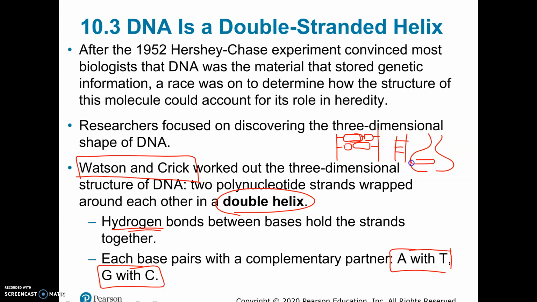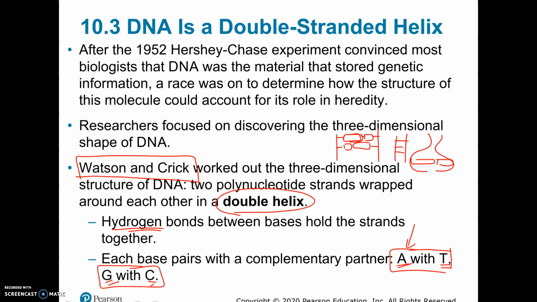Like if you have two double-ringed bases connecting, that's going to make it bulge out. This was also based on another guy's work, Chargaff. He actually did some experiments and figured out that the percentage of A and T were equal, and the percentage of G and C were equal when you analyzed the nucleus of all different kinds of organism cells. And so they also used his information.